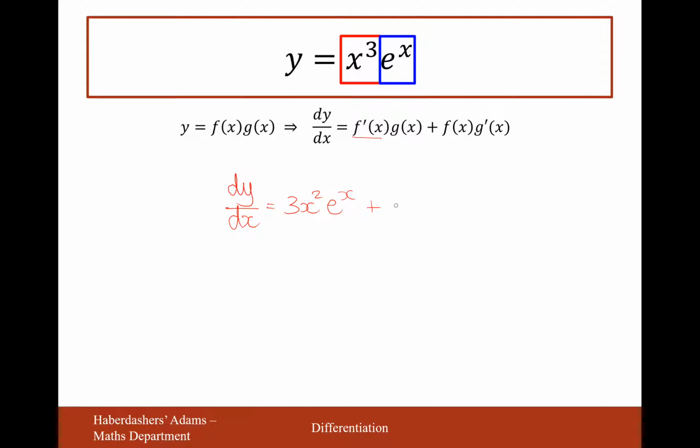Let's do it the other way around now. x cubed gets kept the same, and e to the x gets differentiated, which differentiates to just e to the x. We could factorize some of this, x squared e to the x, bracket 3 plus x, if we wanted to. You don't have to though, this is a perfectly good answer.